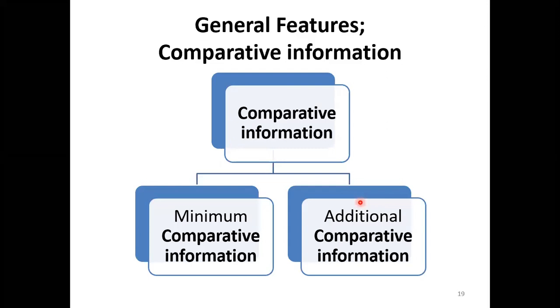General features, comparative information. Here we have two things: minimum comparative information, to compare the financial statement with the previous year or another entity. It should meet a threshold, a minimum requirement.